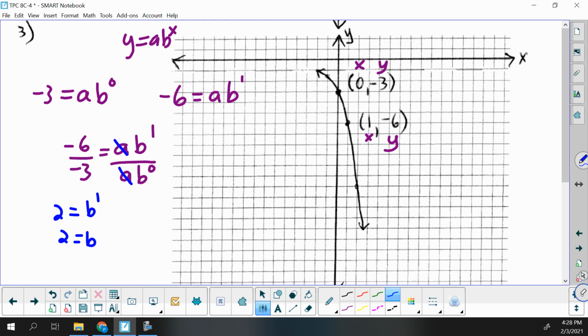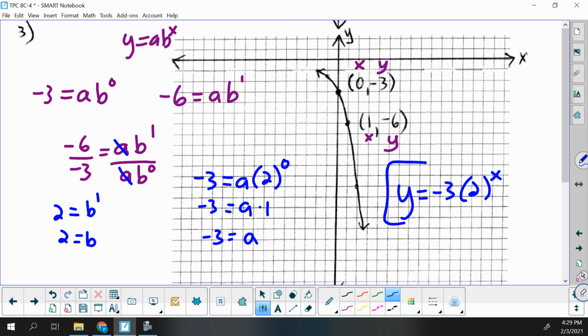If you have an exponent of 0, sub it back into that one. That'll be easier. So we'll do the one on the left. -3 equals a times 2 to the 0 by filling in the 2 for b. Anything to the 0 is just 1. So -3 is equal to a times 1. A times 1 is just a, so our a is -3. Our final equation, we have y equals -3 times 2 raised to the x.